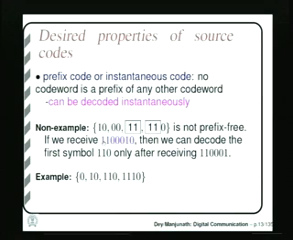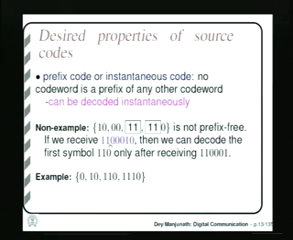So, if we receive this stream for example, then this stream is 1, 1, 0 one code word, then 0, 0 another code word and then 1, 0 another code word. So, 3 code words.